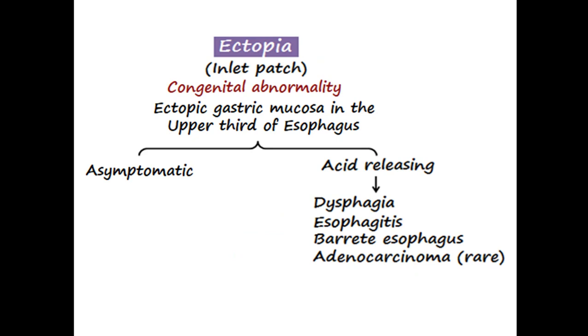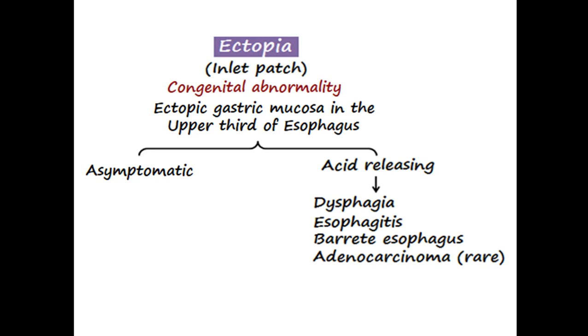Now, another condition which may occur in the esophagus is known as ectopia. By that we mean that ectopic tissue lies in the esophagus. We know that the esophagus is lined by stratified squamous epithelium, while the stomach or the gastric mucosa is formed by columnar epithelial cells, which are secretory cells.